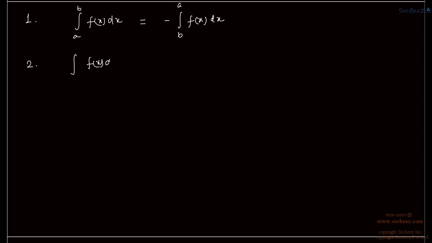We have the integral of f(x) dx from a to b. If we change the variable from x to t, then we can also write that as the integral of f(t) dt from a to b, from t equals a to b.